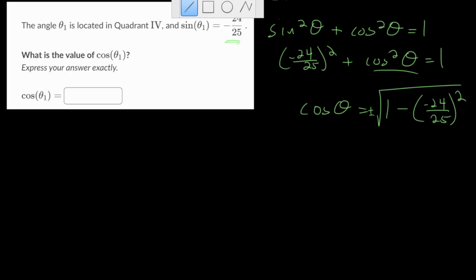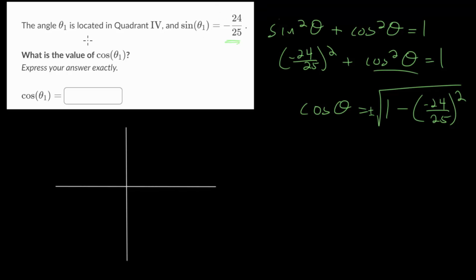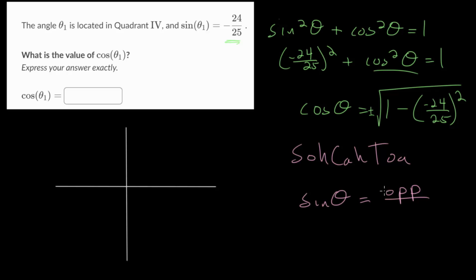We need a coordinate plane here, and we're told that we have an angle down in quadrant 4, and we are told information about the sine of that angle. So remember the definitions for trig functions using right triangles. We have SOHCAHTOA, and we know that the sine of an angle is the side length opposite the angle divided by the hypotenuse of the triangle.